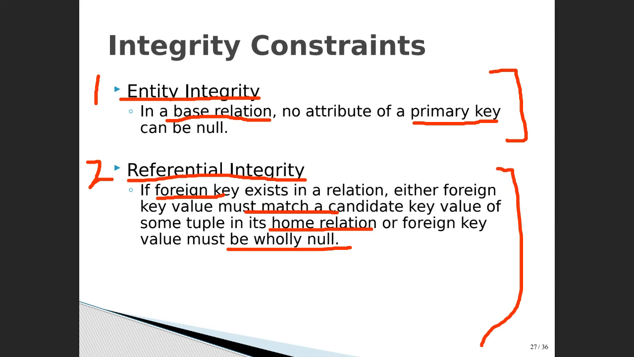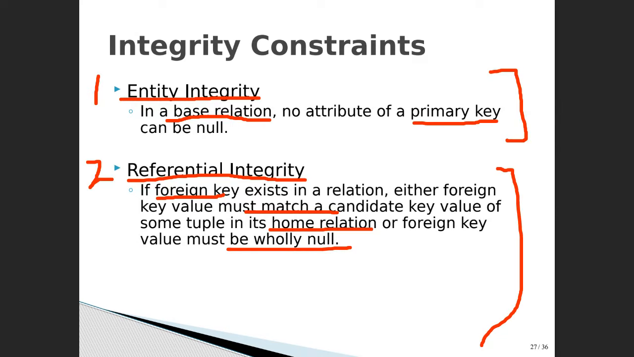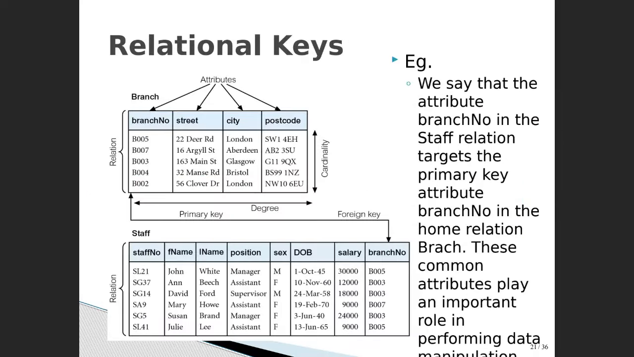For example, let me go back to that slide, which includes that. Yeah, this is it. See, for example, here we have this branch number. This one is a foreign key, right? And the branch number in the branch relation is this one. It's a primary key.